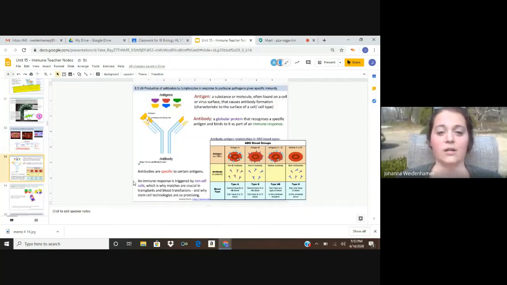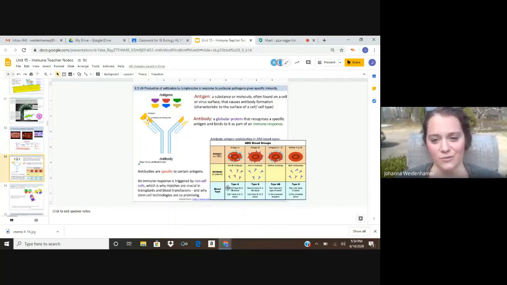Okay. An immune response is triggered by non-self cells, which is why matches are crucial in transplants and blood transfusions and why stem cell technologies are so promising. If you take a look at the picture here, we can see what antigens and antibodies are visually.